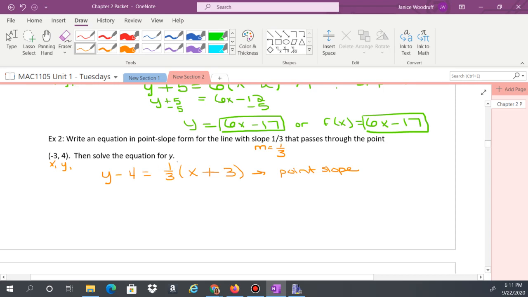If we distribute this 1/3, we're going to have y minus 4 equals 1/3 x, 1/3 times 3, that's just 1. And then take that 4 and add it to both sides. And you're going to get y equals 1/3 x plus 5.